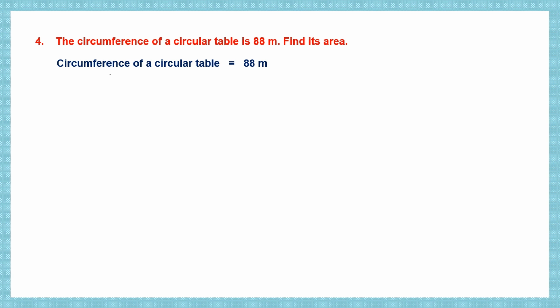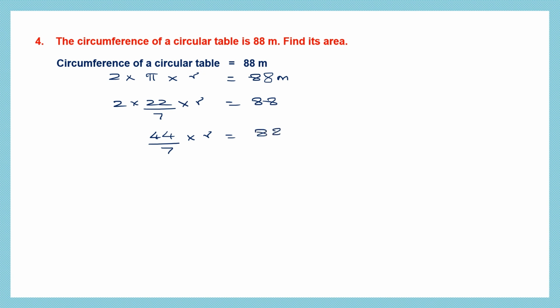Formula is 2 pi r or 2 into pi into r and that is equal to 88 meters. Now 2 into pi means 2 into 22 by 7 into r is 88 meters. So 2 into 22 is 44. 44 by 7 into r is equal to 88. Now we are going to find only r. So r is equal to 88 into 44 by 7.